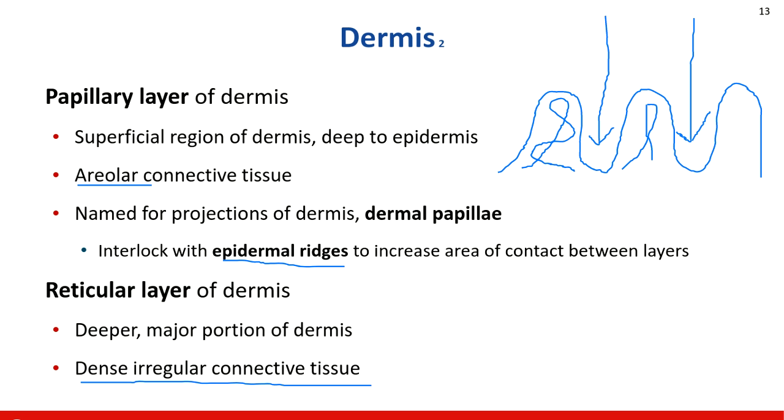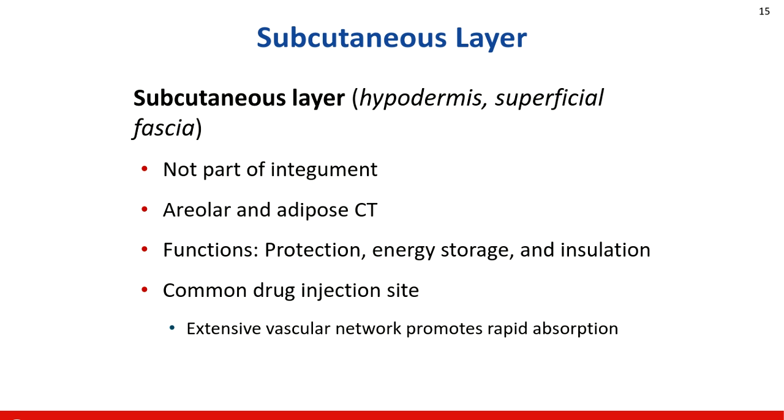All right, the final layer that we're going to talk about is the subcutaneous layer. You also want to know its names: hypodermis and the superficial fascia. Again, I'm circling this to remind you how important this is, that this layer is not part of the integument. That's a great true-false question.